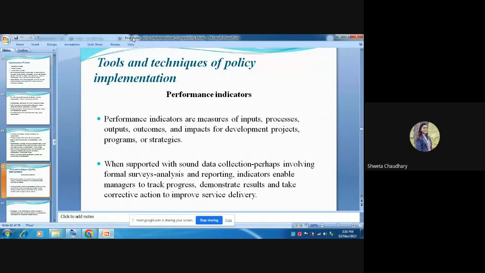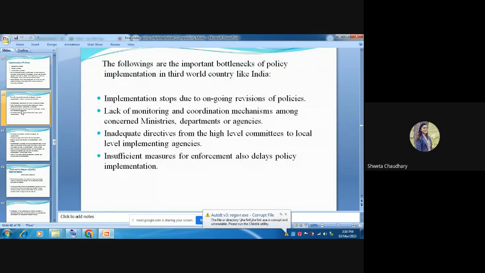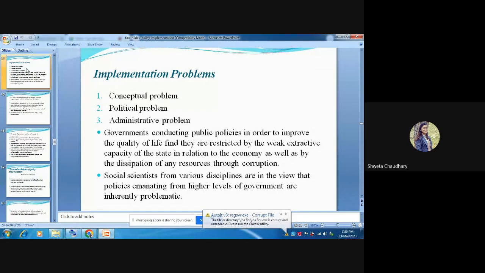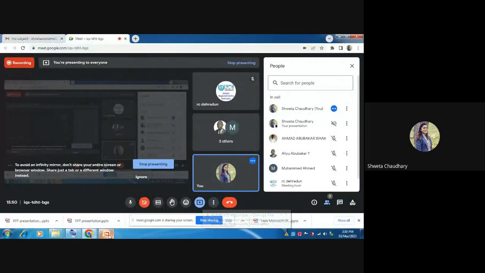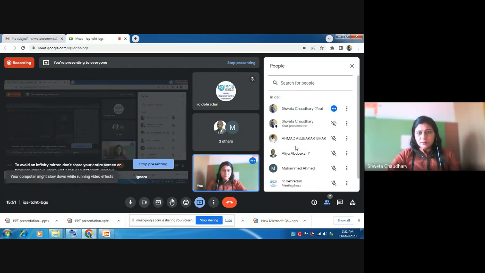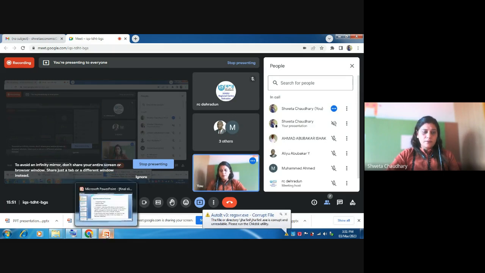Then tools and techniques of policy implementation. Am I clear up till now? Nobody is replying. What can be different policy implementation problems? Is this clear? Mohammed, are you there? Then Ahmed, okay, I will just continue.